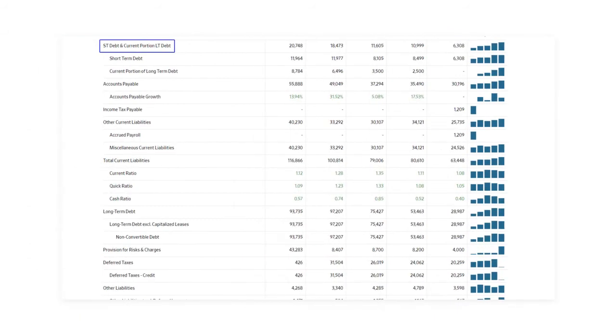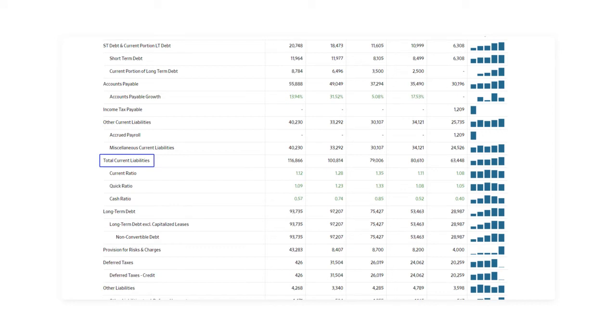The second section is liabilities. This section includes all sources of cash used in the formation of the company's assets: liabilities and equity. Short-term debt and current portion of long-term debt is the sum of all current debts of a company with a maturity of less than 1 year from the balance sheet date. Accounts payable is the amount that a company must pay suppliers for services or products that it purchased on credit.